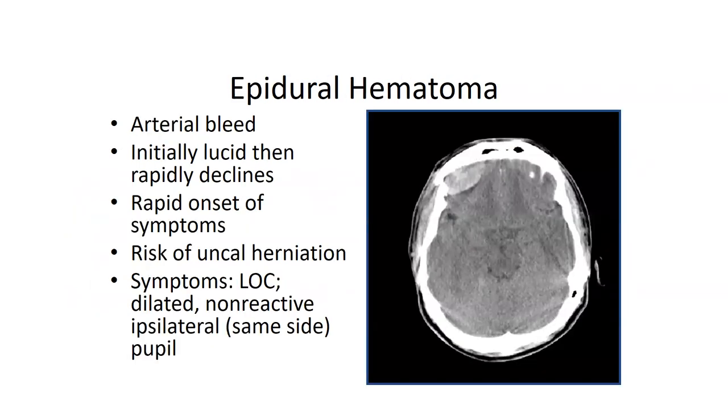This is just for your understanding. I have shown a case of epidural hematoma after the injury. You see how there is arterial bleed in the left side. There initially it is lucid, then rapidly the patient declines. There is rapid onset of all these symptoms which I have described: headache, dizziness, gait disturbance. Risk of uncal herniation, and symptoms are loss of consciousness, dilated and non-reactive ipsilateral pupil. These are the findings you can see very well from the picture. There is epidural hematoma.